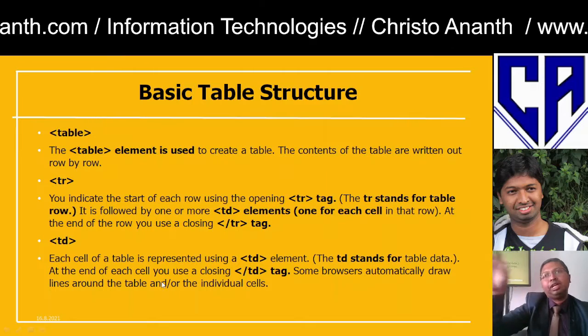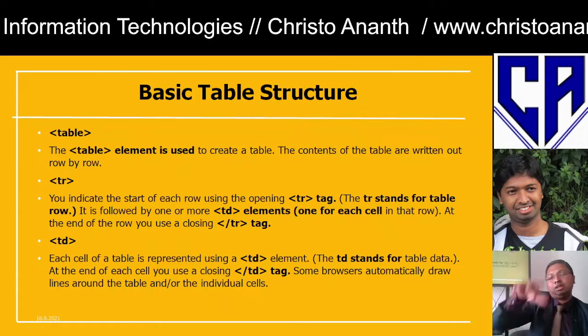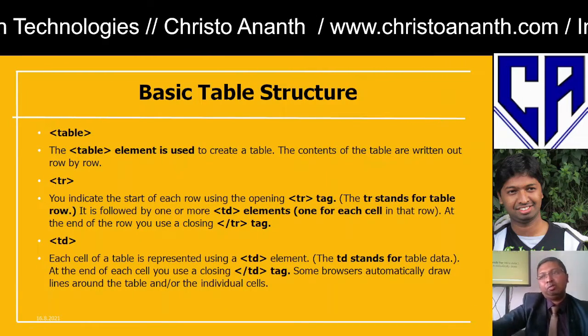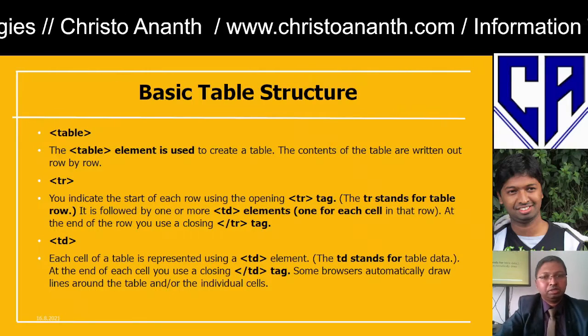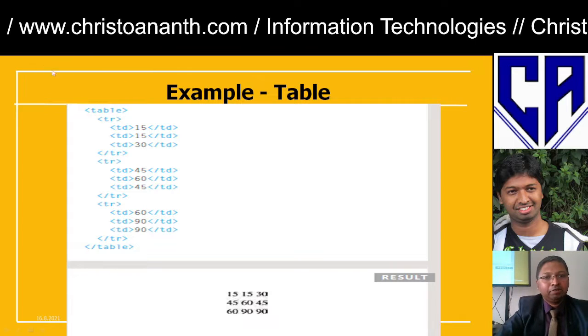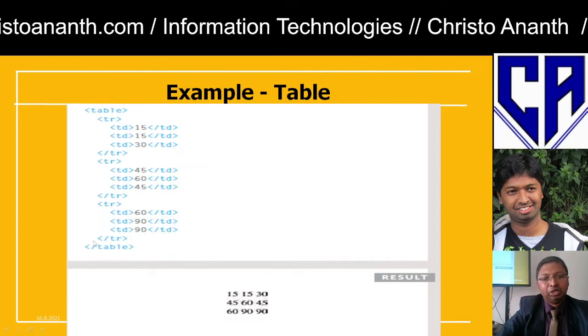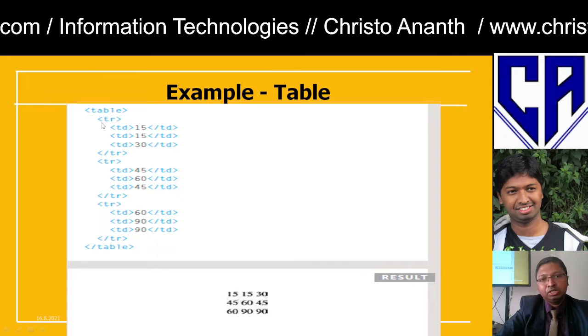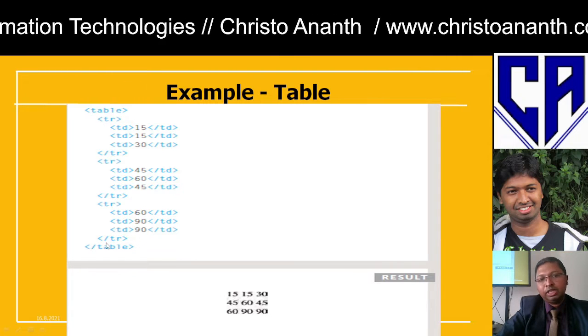Sometimes you will have only an empty table. Sometimes it will draw borders along the tables. So this is an example of a table. Look into it very carefully. You start with the table tag, you end with the table tag. You start with a tr tag, you end with a tr tag.